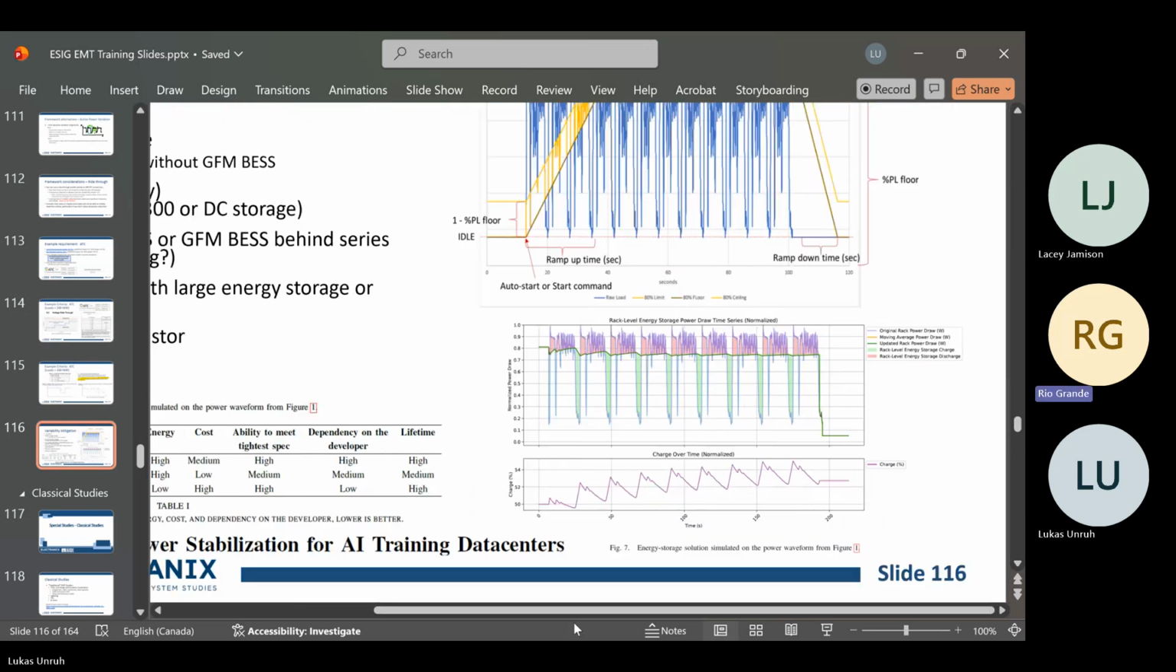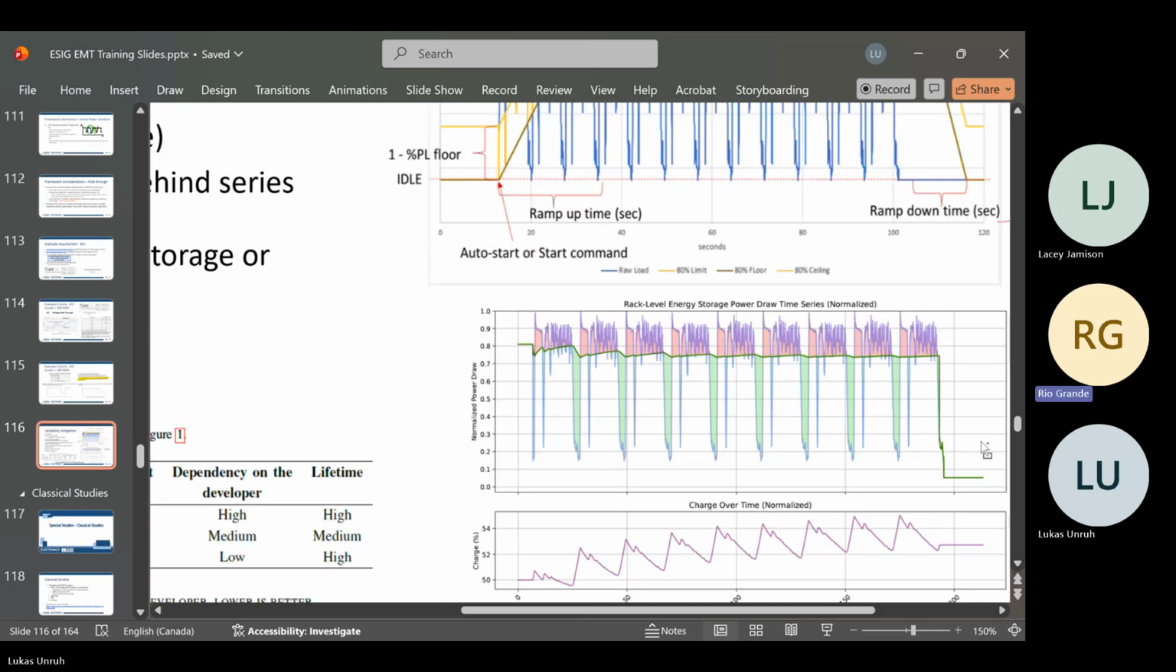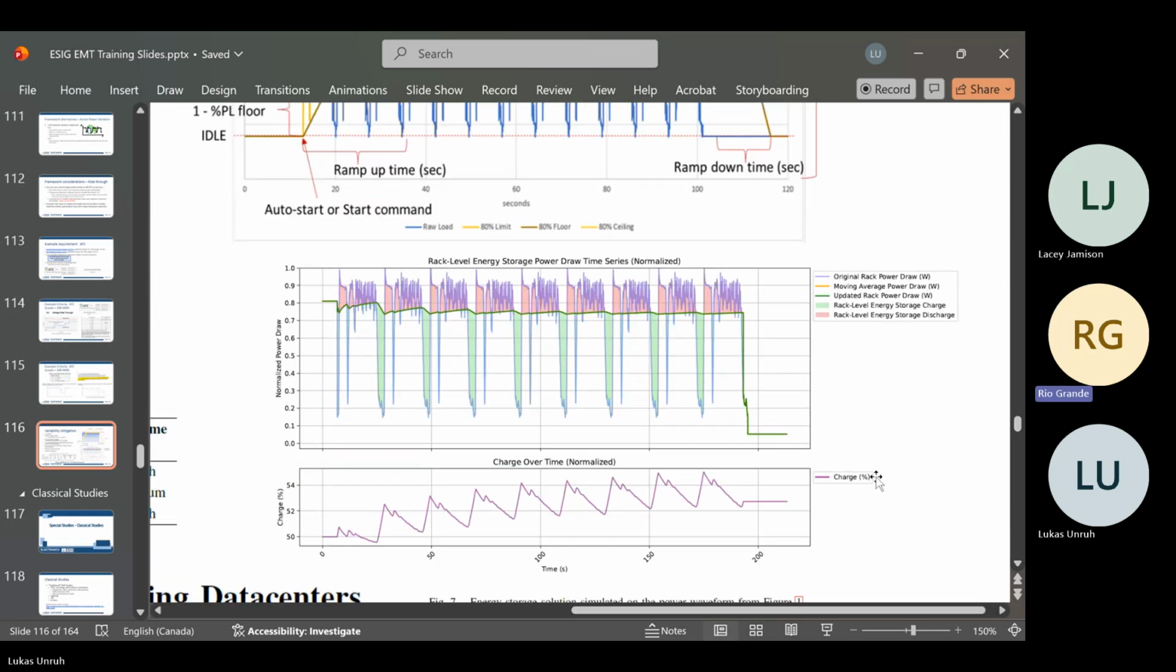The other one, like looking at the GPU first, I guess, and then going out from there. But the other solution would be to use some sort of rack level energy storage that would be connected on the DC side of the power supply unit. So this is basically connect a battery or some sort of supercapacitor right at the rack, right after the rectifier, basically right after the power supply unit.